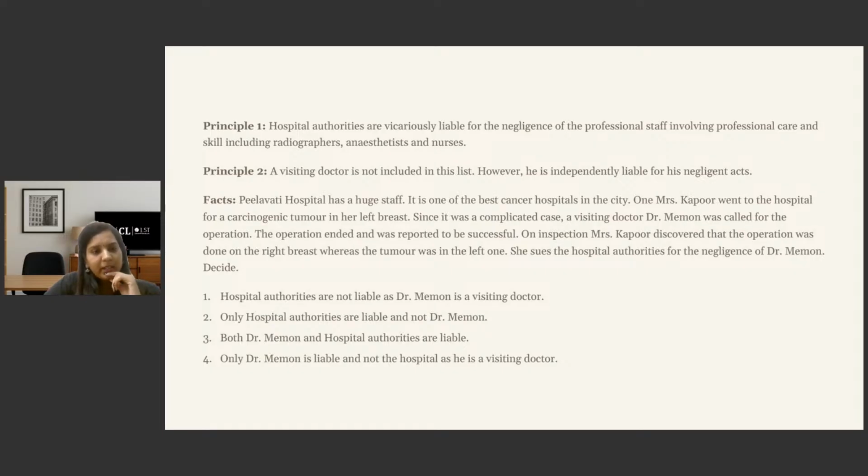Since it was a complicated case, there was a visiting doctor, Dr. Memon, who was called for the operation. The operation ended and was reported to be successful. On inspection, Mrs.